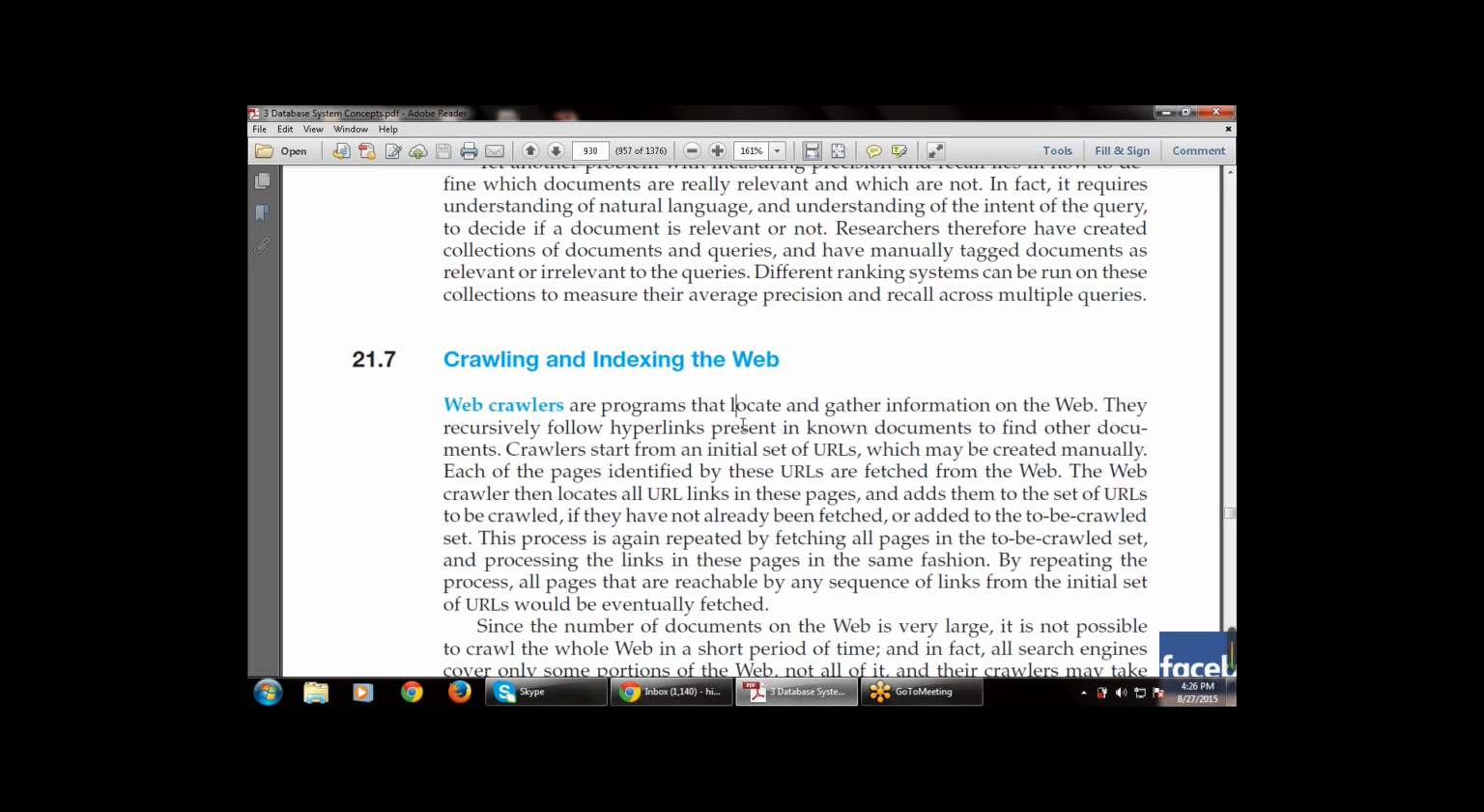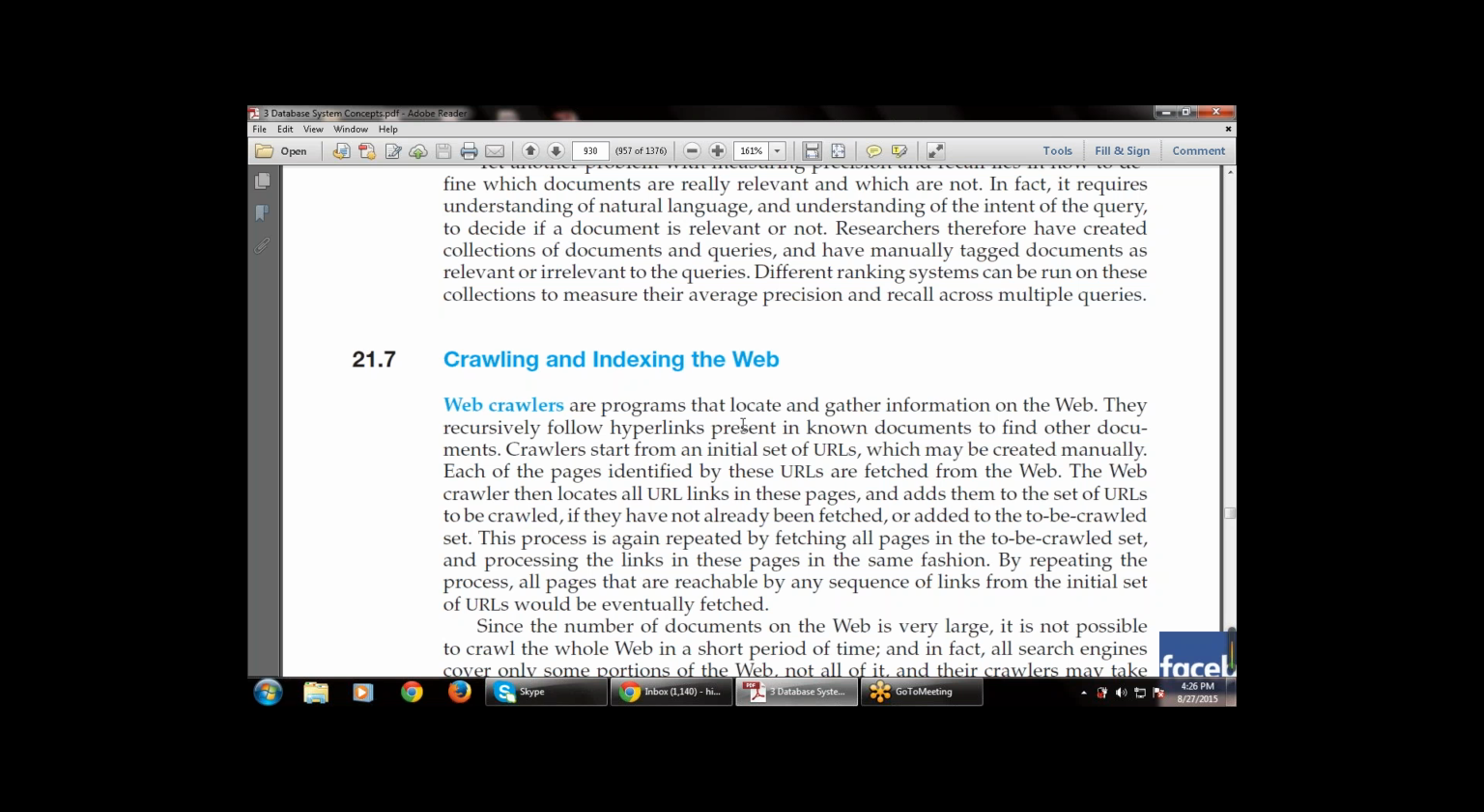Crawlers start from an initial set of URLs, that is, uniform resource locators, which may be created manually. Each of the pages identified by these URLs is fetched from the web. The web crawler then locates all the URL links in these pages and adds them to the set of URLs to be crawled.